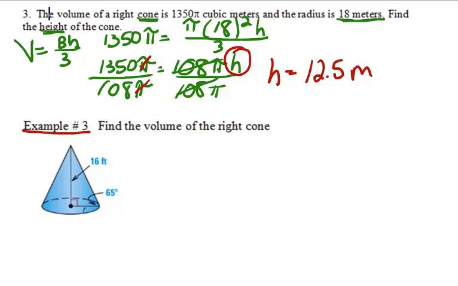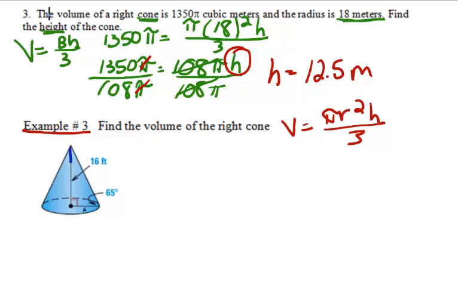Okay? Let's look at example number 3 here. Find the volume of the right cone. So remember volume, 1/3 times the area of the base, pi r squared, times the height, divided by 3. One thing we have to look at here is that I have the height, 16 feet. I do not, however, have the radius. So that's the letter we're looking for, the radius.